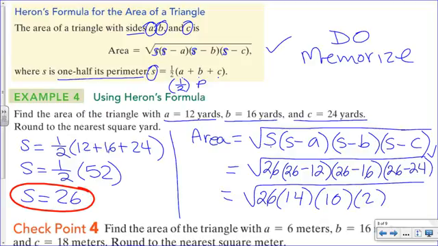Where are you guys going? 4 times the square root of 85 yards. Where are you guys going? Sit down. Thank you. 85 yards.